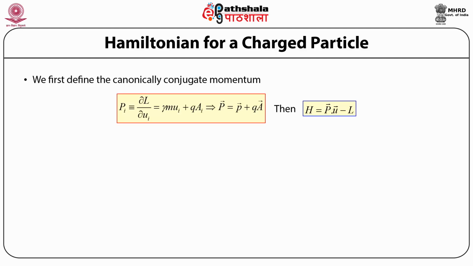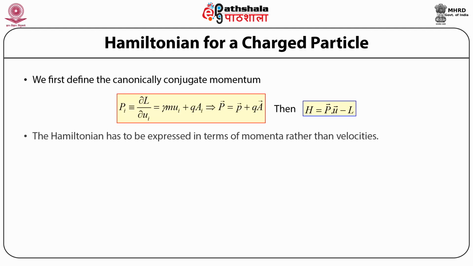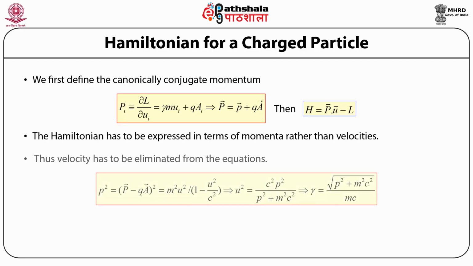Since the Lagrangian is a function of x and u, but the Hamiltonian is a function of x and P, it must be expressed in terms of momenta rather than velocities. Thus, velocities have to be eliminated from the above equations. So we get p squared equals (P minus qA) whole squared equals m squared u squared divided by 1 minus u squared by c squared, which implies u squared equals c squared p squared divided by p squared plus m squared c squared, which implies gamma equals the square root of p squared plus m squared c squared divided by mc.